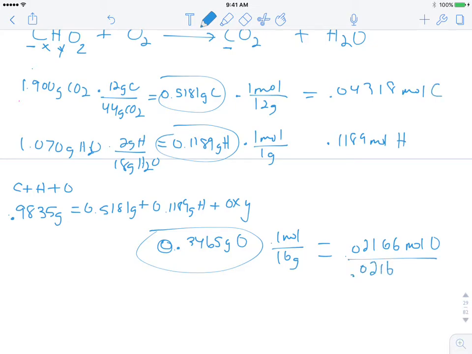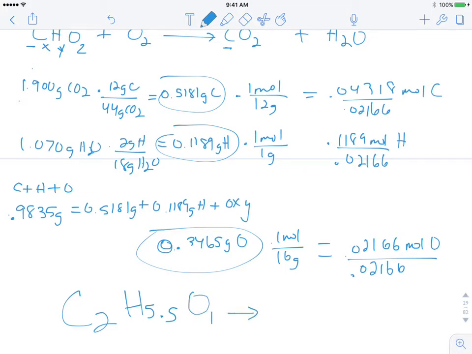Well, I look for the smallest one, it's the oxygen. I divide them all out by that. We'll start with the carbon, since again I have it up on the screen, 0.02166. That gives me 2 carbons, C2. I do my hydrogens, 0.1189 divided by 0.02166. That gives me 5.5. Can't round that, unfortunately, to 6. And then I do my oxygens, I have 1. So my final formula would be C4H11O2. That's my empirical formula.